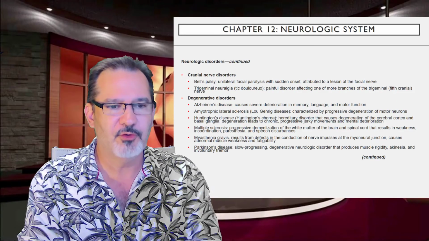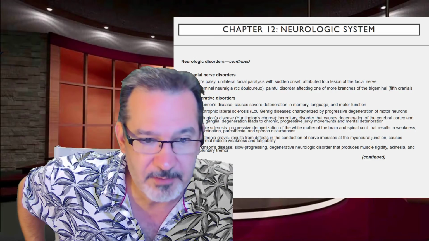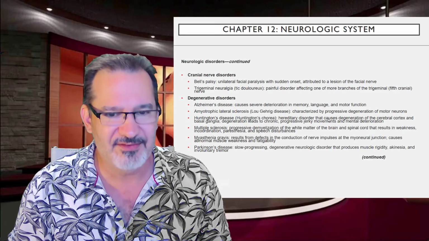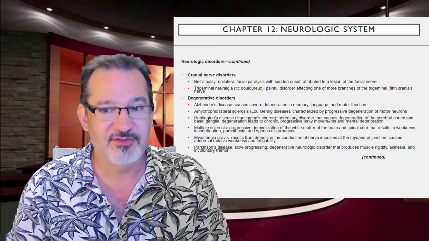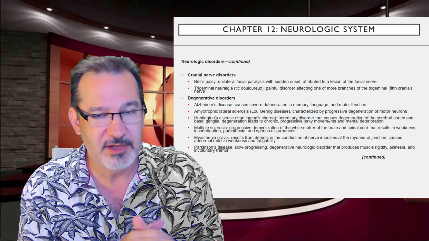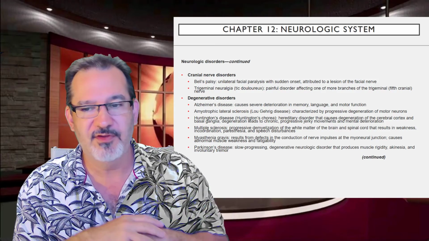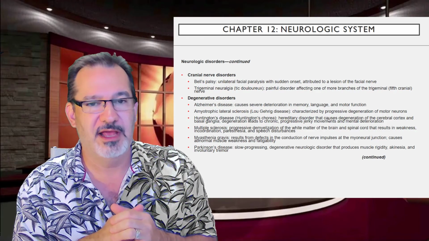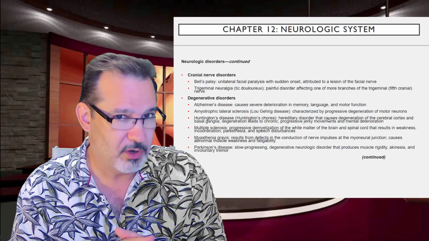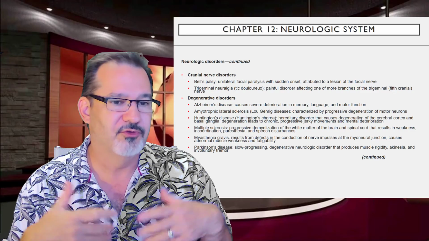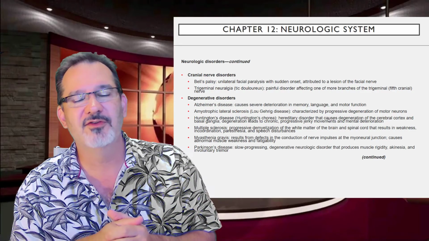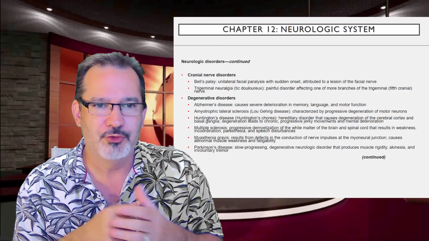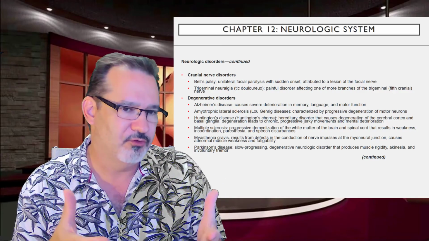All right, cranial nerve disorders, Bell's palsy, very common. Unilateral, usually just one side, facial paralysis, usually with sudden onset. It says it's attributed, we believe, to a lesion of the facial nerve, oftentimes mistaken by patients initially as having a stroke. Usually Bell's palsy resolves itself in most cases, so you may have partial one side facial droop and paralysis, and then that goes away over time.